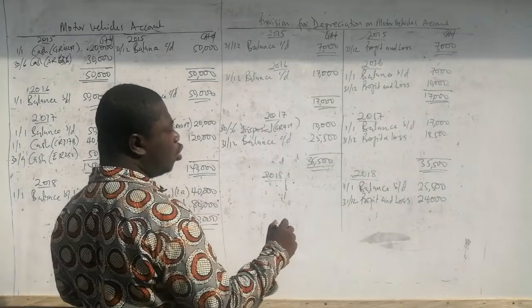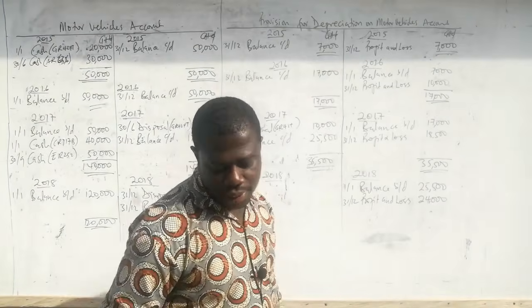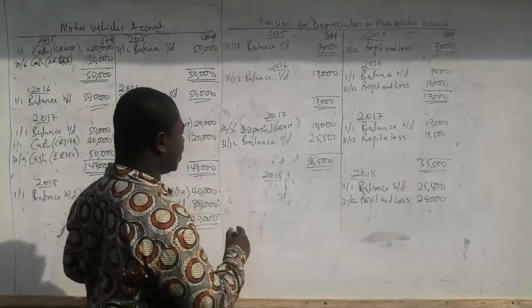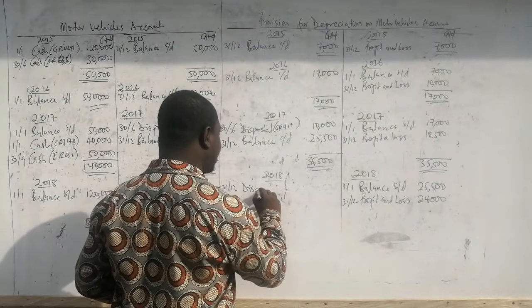And so what we are going to do is that we'll ask ourselves, was there any disposal? Yes, there was a disposal. We sold the asset CR, but it was on 31st December. So we'll put our disposal first.